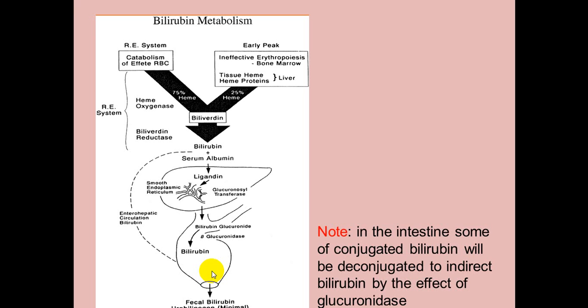So we should keep in mind that any intestinal obstruction, like meconium ileus or atresia, or whatever the cause of intestinal obstruction, will increase the effect of the beta glucuronidase and will increase the enterohepatic circulation, which will increase the indirect bilirubin level and may also increase the risk of kernicterus.